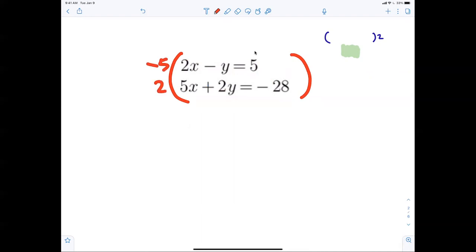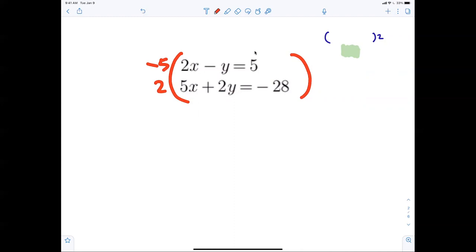Now, why would he do a crazy thing like that? The x's cancel. Yeah, exactly. The x's will cancel out. Is there one way to do this? There's a lot of ways to do it. You just have to understand, I want one to be positive, one to be negative, and they have to be the same number.